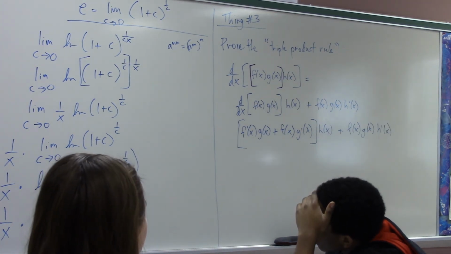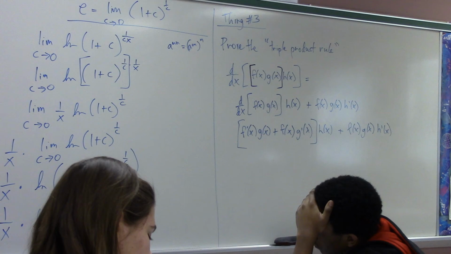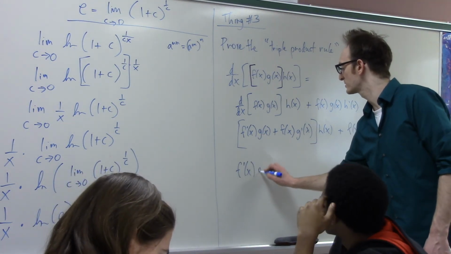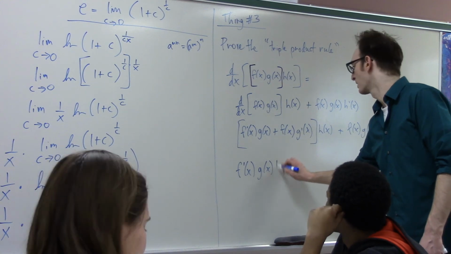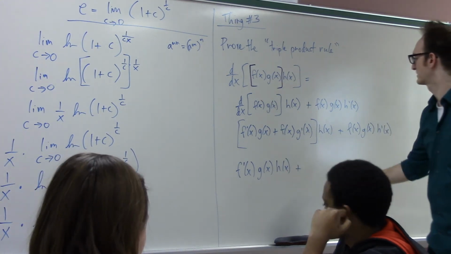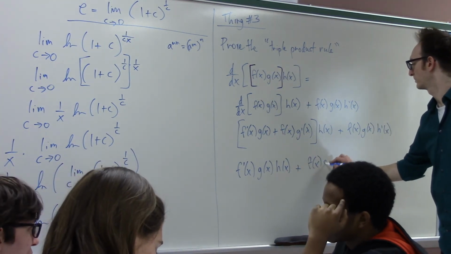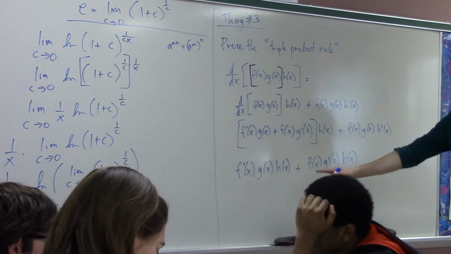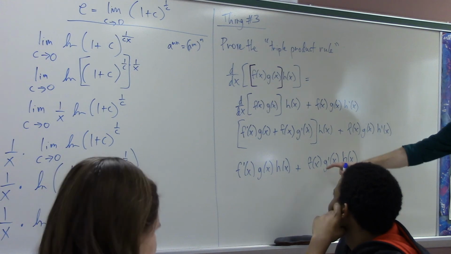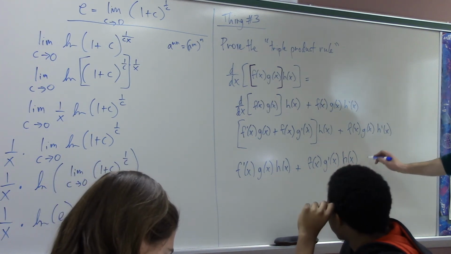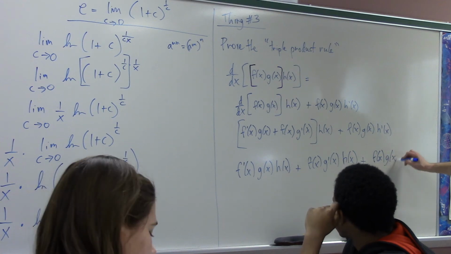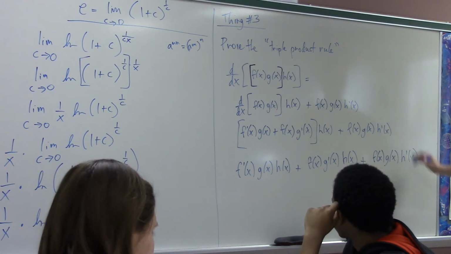Yeah, pretty cool. So then you get this beautiful formula. It's the derivative of the first times the other two, plus the first times the derivative of the middle times the end, plus the thingy. Alright, good. All done. All I have to do is make a song about it.